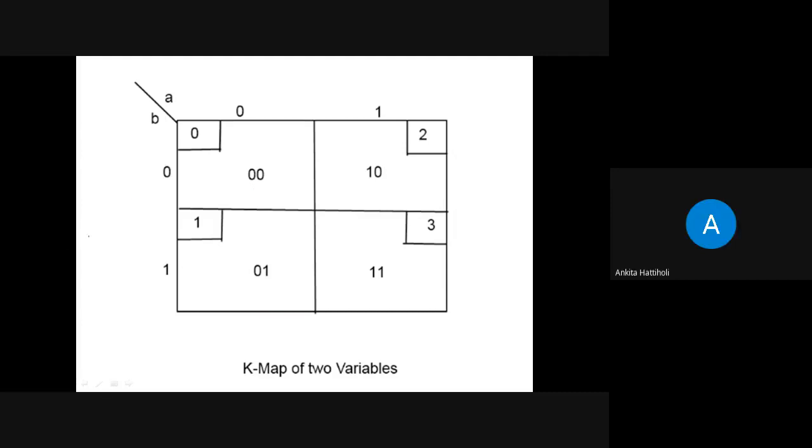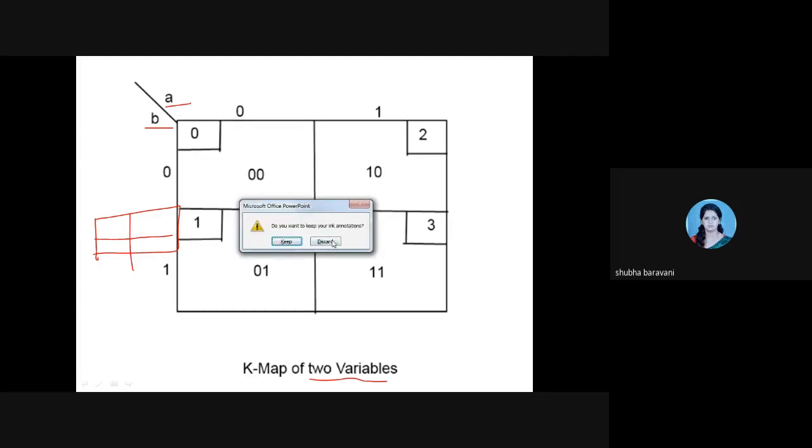Now see, this is a K-map for a function of two variables. One variable is A, one variable is B. So there are different ways of expressing this K-map. What we do, first thing is you have to draw a cell like this. Just a minute, I'll take a new one.